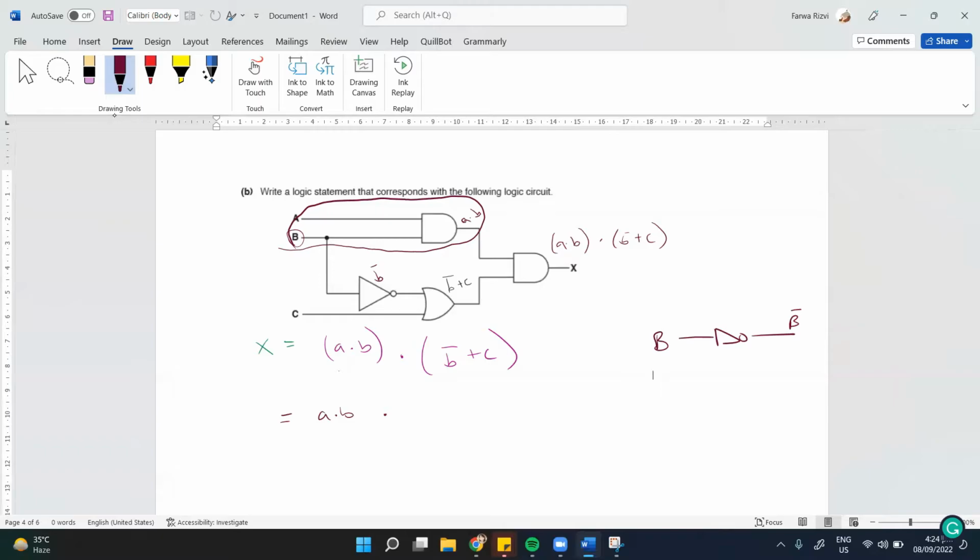And this B bar output is going into an OR gate. So I'm going to make the OR gate here. This output is going into the OR gate as one input, and the second input is C. So I'm going to write C here. Whatever output you got from the NOT gate goes into the OR gate as an input, and then C is the other input. So it's going to become B bar plus C.